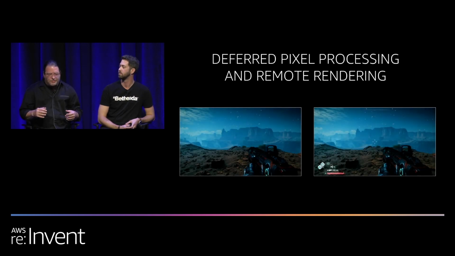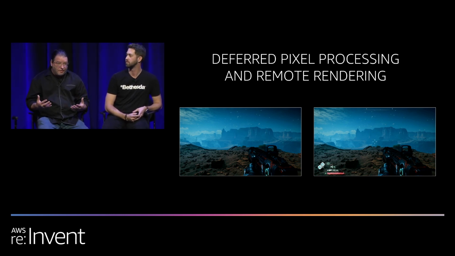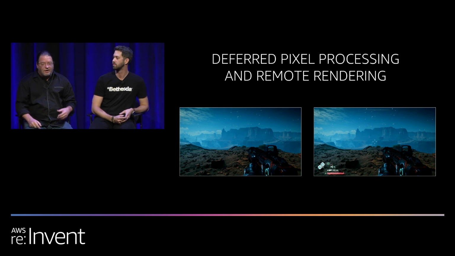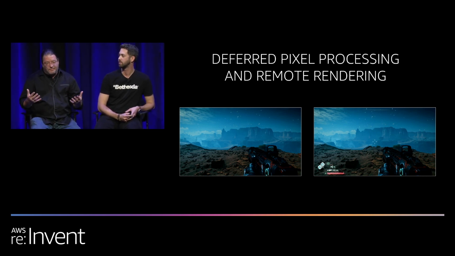Another technique that we use is we call DPP, deferred pixel processing. Modern AAA games and modern engines do a lot of post-processing, from lens cracks and lens flares to film grain. Also, the UI elements on the HUD are typically done in post-processing.